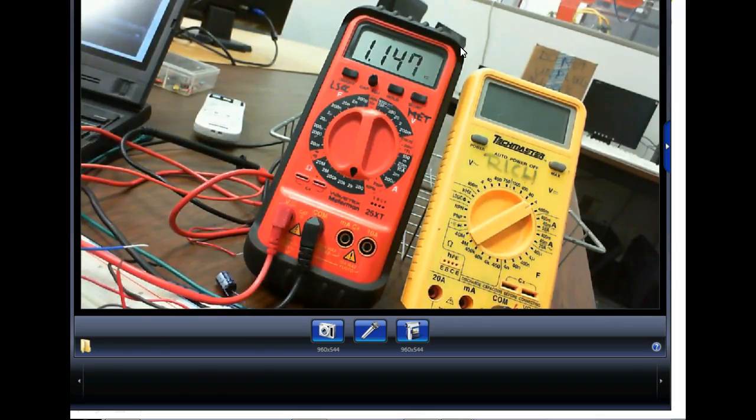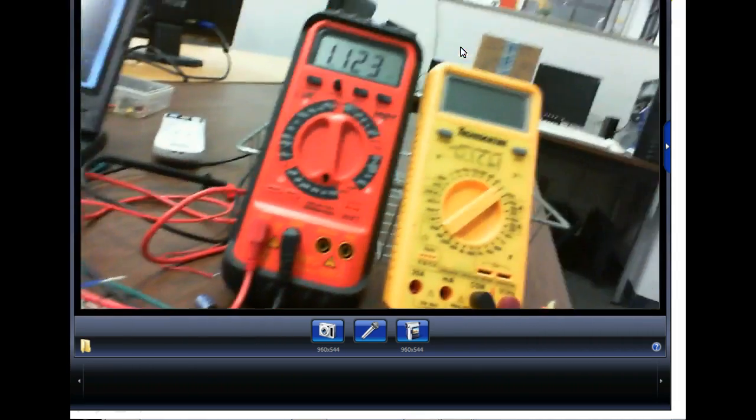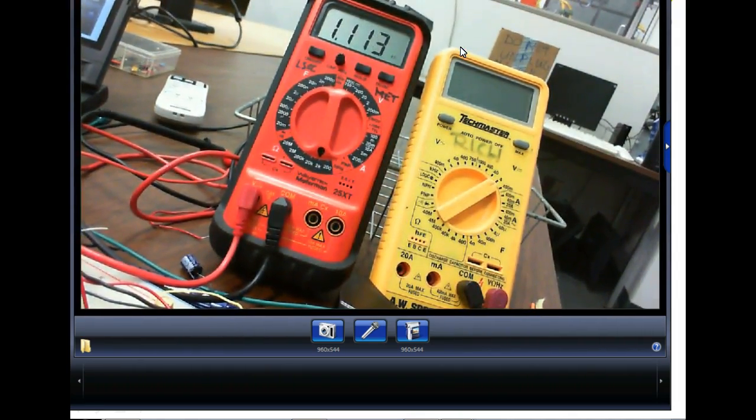And all I'm doing is putting my finger on it. You'll see what I'm doing? And what does it start instantly doing? Dropping down. So negative temperature coefficient means the resistance goes down as the temperature goes up.